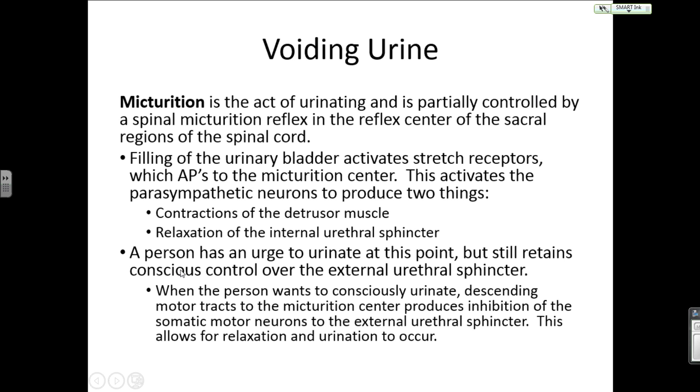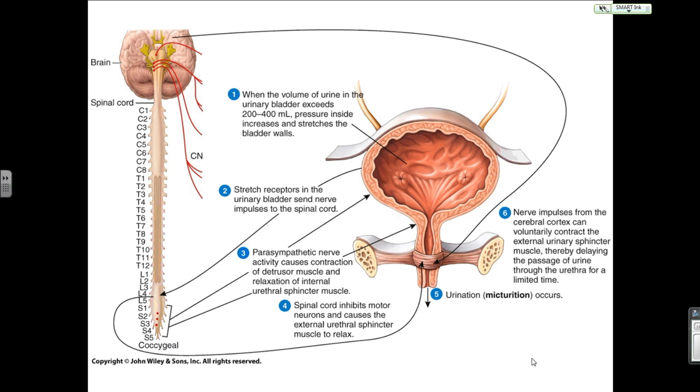And when we want to actually urinate, we will send descending motor tracts to the micturition center that produces inhibition of the somatic motor neurons in the external urethral sphincter, which causes it to relax and therefore urination to occur. So what happens is we have signals that come down from the brain and signals that come from the spinal cord that cause the external urethral sphincter to relax. So we inhibit that muscle, it relaxes, and we urinate, or we micturate.